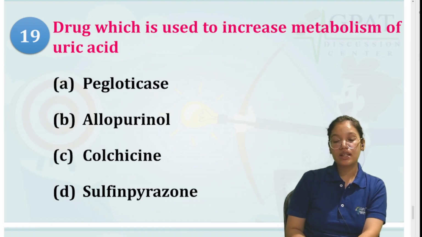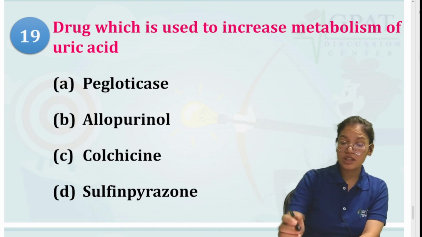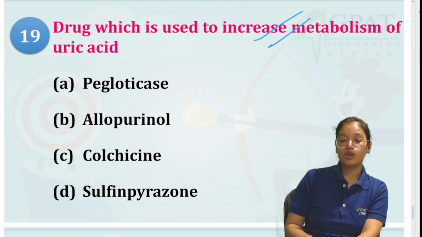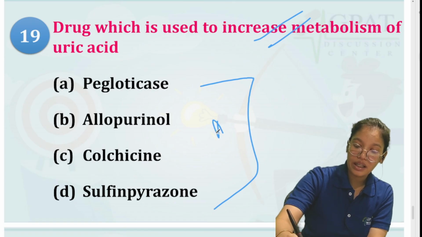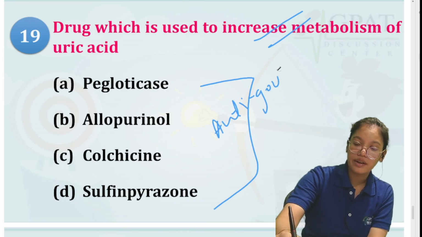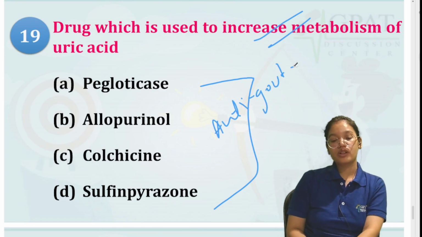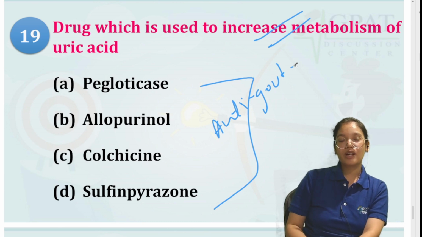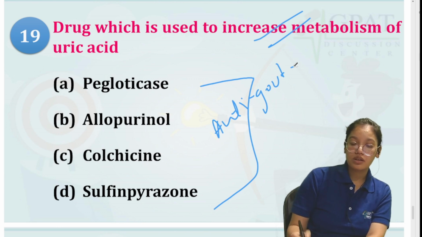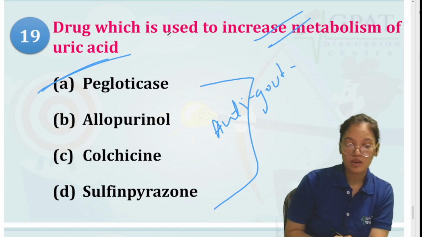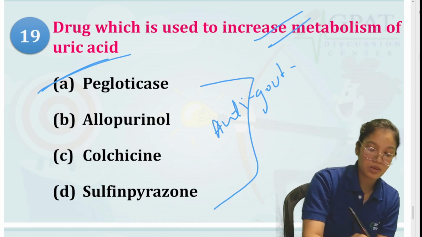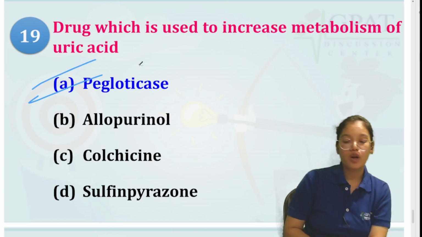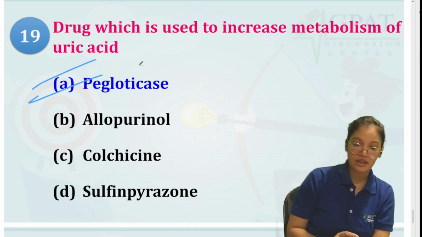Now the next question says, which drug is used to increase the metabolism of uric acid. So basically these are all anti-gout drugs, and they are asking which of these drugs increases the metabolism of uric acid. Pegloticase is the drug that is responsible for increasing the metabolism of uric acid. Yeah, the A option is right. That is pegloticase.